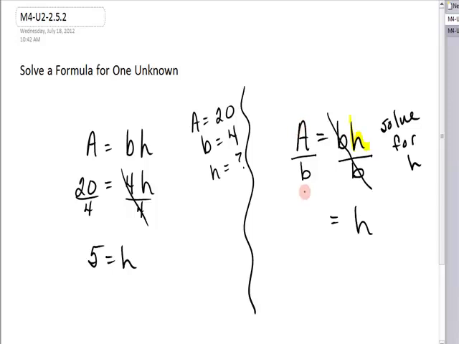But another difference is A divided by B. Now, 20 divided by 4, I know that's 5. A divided by B, I have no idea, so I leave it as A divided by B. I have solved for H in terms of the A's and B's. So you're going to do exactly the same steps, but it's going to be much more abstract. Let's take a look at this.